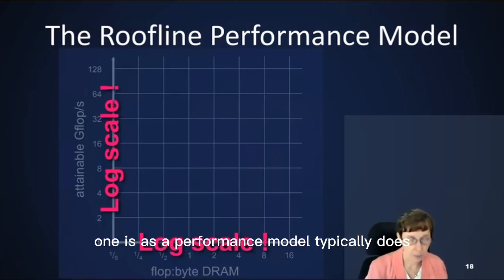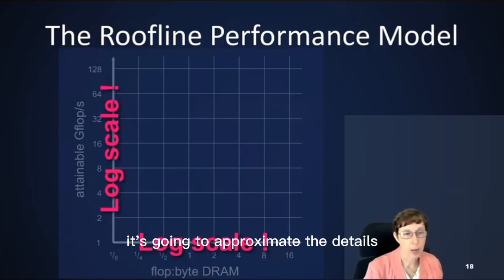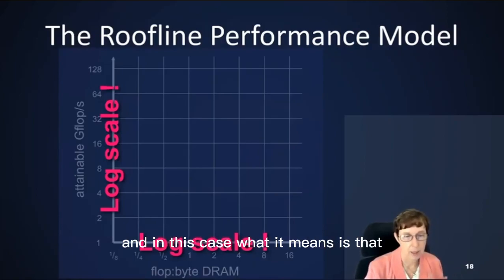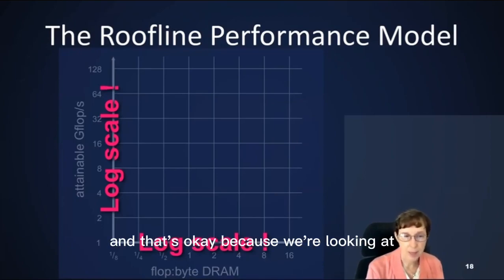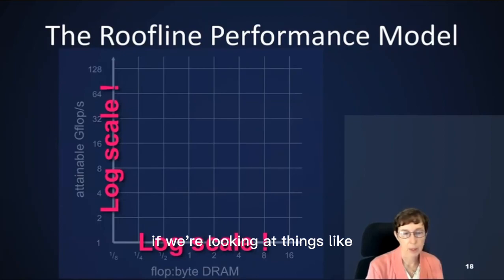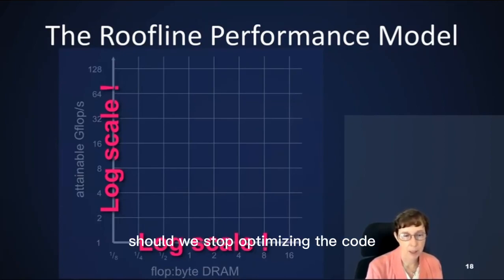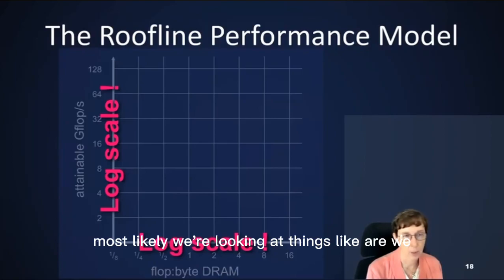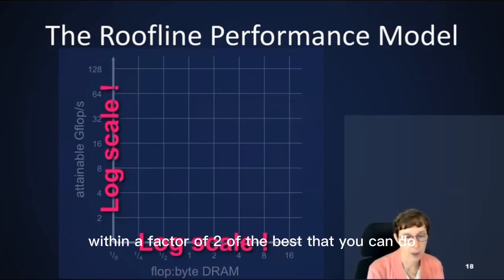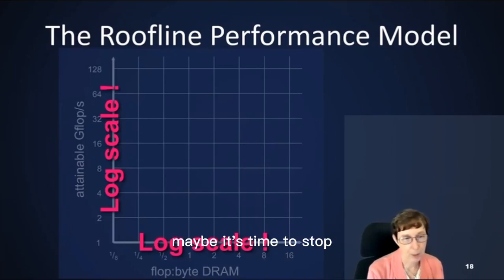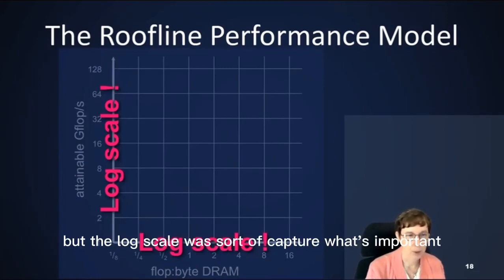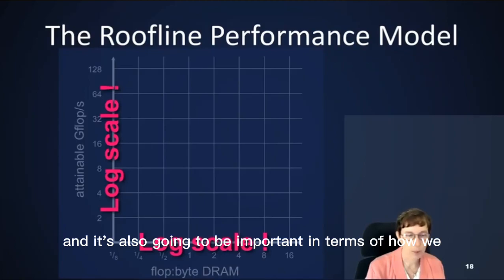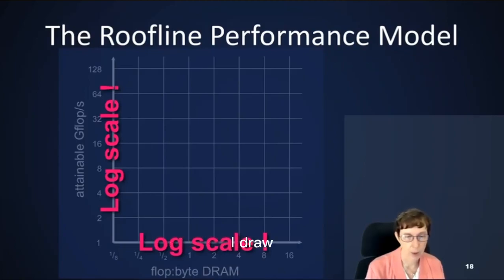One is, as a performance model typically does, it's going to approximate the details. And in this case, what it means is that some small factors of performance are not going to be very visible on this plot. And that's okay, because if we're looking at things like, should we stop optimizing the code? Most likely we're looking at things like, are we within a factor of 2 of the best that you can do? Once you're within a factor of 2, maybe it's time to stop. Now, there certainly are people that will worry about whether you're 70% or 80% or 90% efficient, but the log scale will sort of capture what's important. And it's also going to be important in terms of how we draw the roofline.